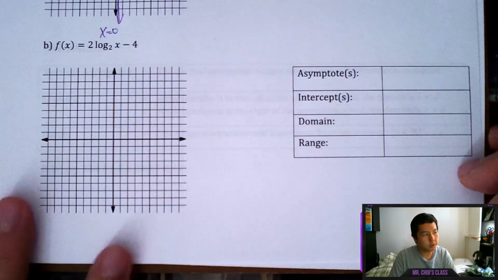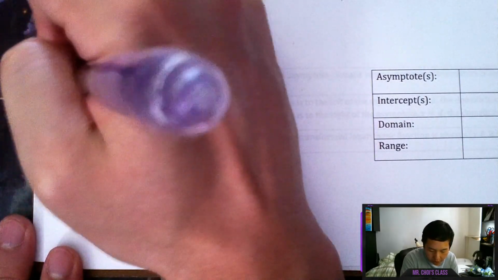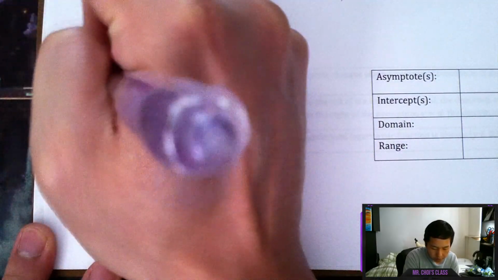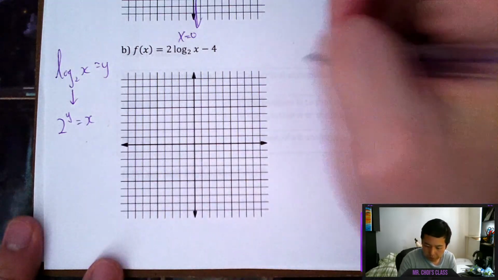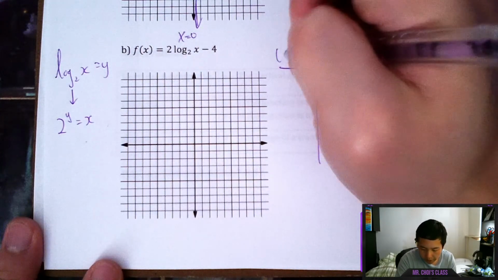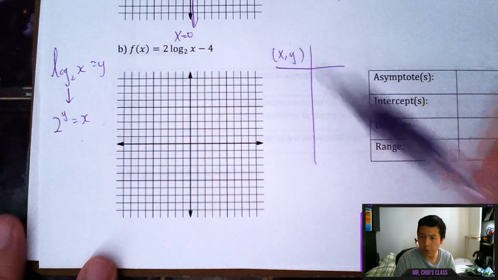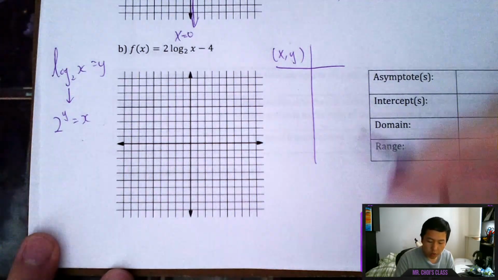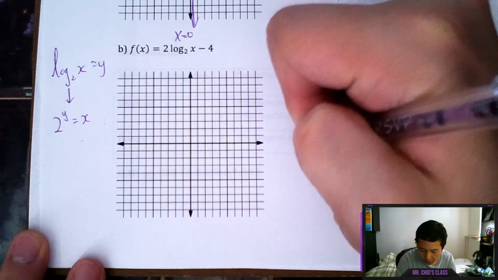For this next one, I'm going to write out our base function, which is log base 2 of x, and we can convert that into 2 to the power of y is equal to x. This is what we're going to use to plot our points. So we have x comma y first. Let's not look at the transformations just yet. Let's first work on our original points that we have to transform from. So for our y values, once again, let's do -2, -1, 0, 1, 2.